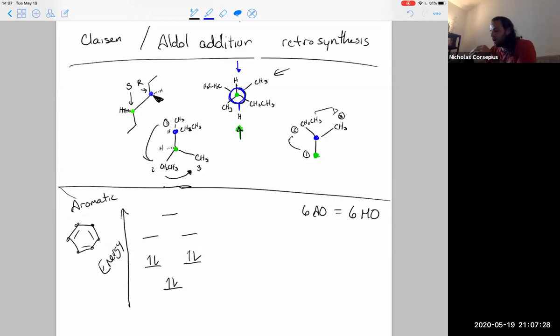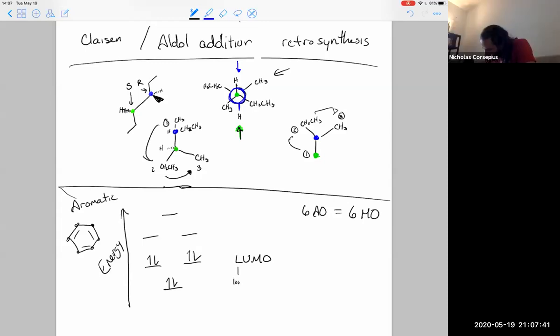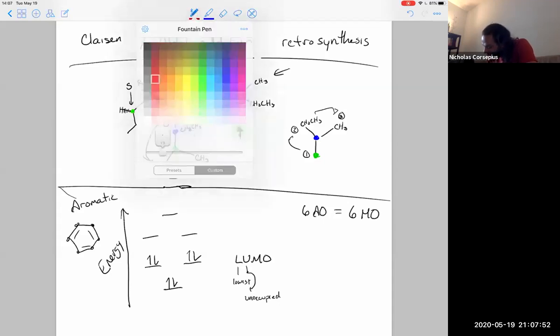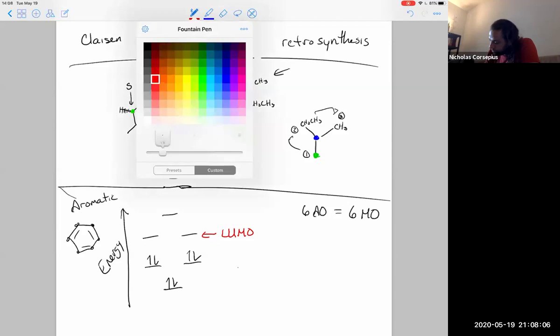Right, so what does LUMO stand for? Lowest unoccupied molecular orbital. Yes, this is the lowest, other keyword being unoccupied molecular orbital, right? So in terms of my LUMOs, those would be those there. Okay, my HOMO is the highest occupied molecular orbital.